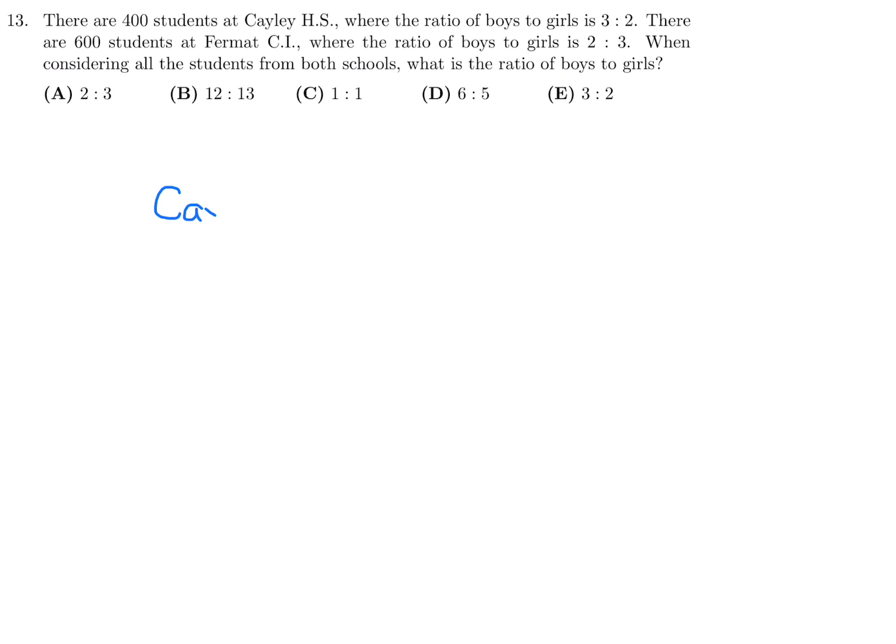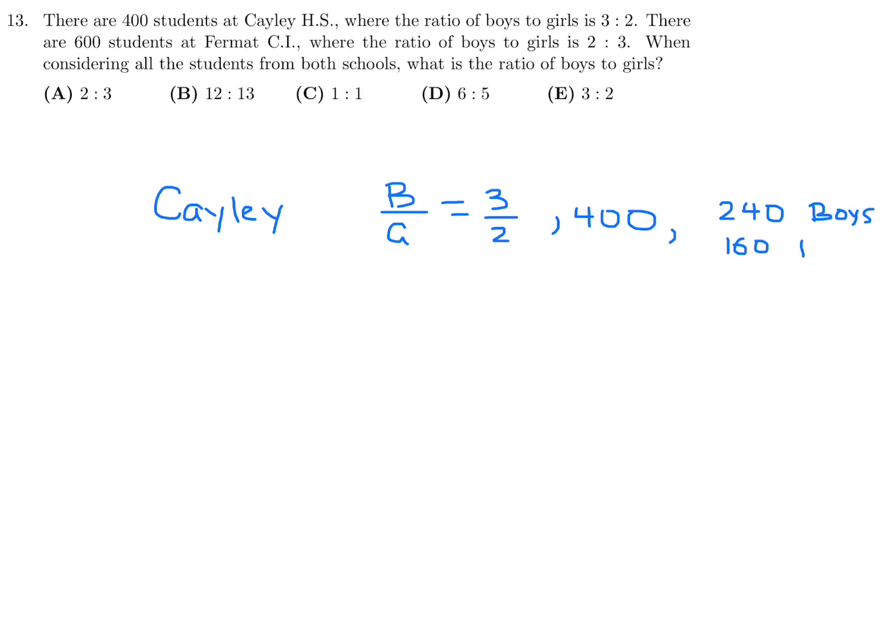So first, let's talk about Cayley High School, and they're saying the boy to girl ratio is 3 to 2. So there's 400 students there. So you can easily figure this out. You divide 400 by 5, and that's 80. And then 80 times 3 is going to be the number of boys, and then 80 times 2 is going to be the number of girls for this particular school.